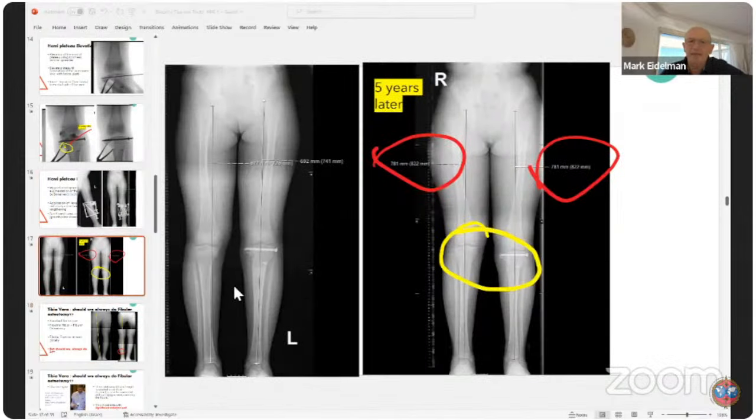So here are the end results. The picture on the right is 5 years later, close to skeletal maturity. As you can see, she has exactly the same length, not even 1 millimeter difference between the two sides. And because we closed the remaining epiphysis, the deformity doesn't come back.